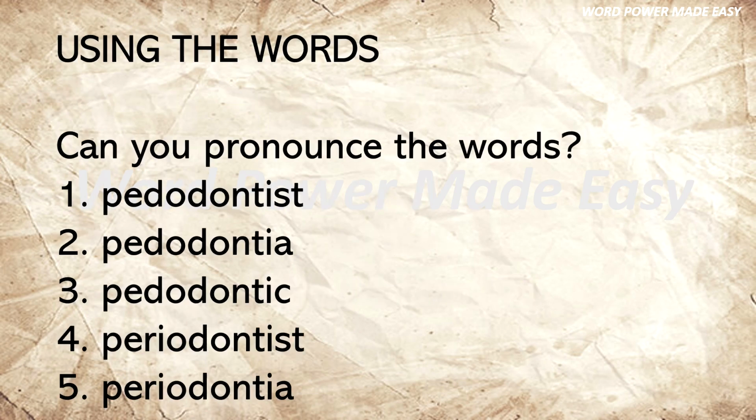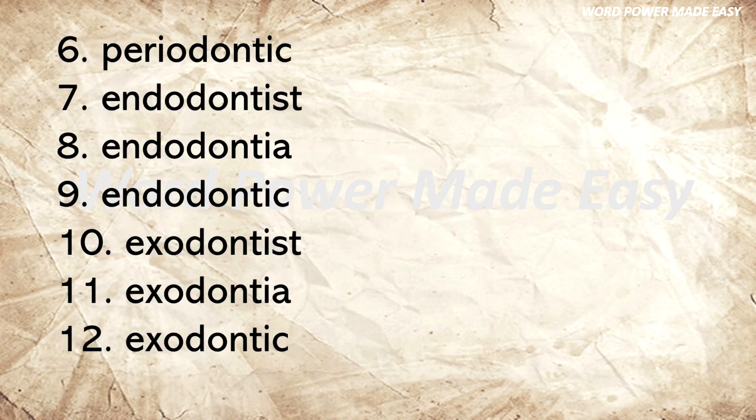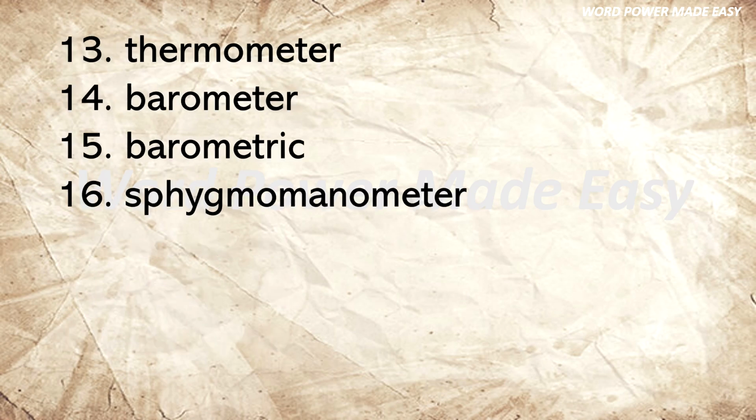Using the words. Can you pronounce the words? 1. Pedodontist. 2. Pedodontia. 3. Pedodontic. 4. Periodontist. 5. Periodontia. 6. Periodontic. 7. Endodontist. 8. Endodontia. 9. Endodontic. 10. Exodontist. 11. Exodontia. 12. Exodontic. 13. Thermometer. 14. Barometer. 15. Barometric. 16. Sphygmomanometer.